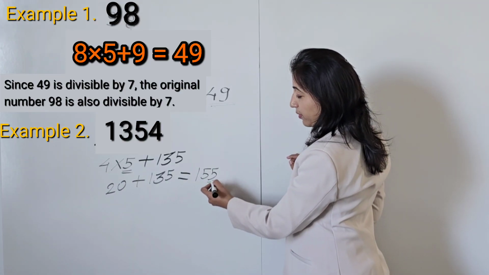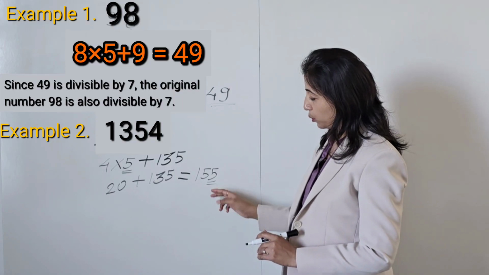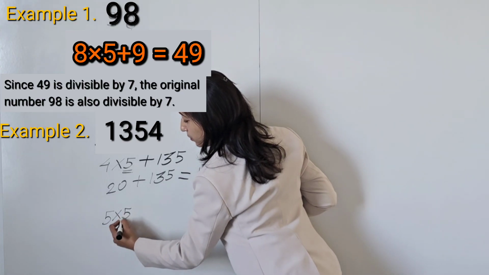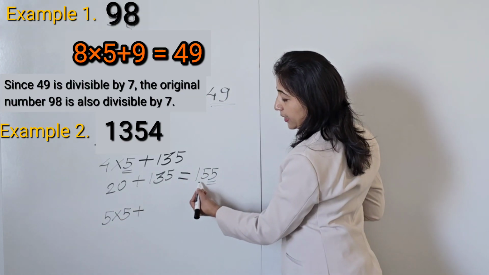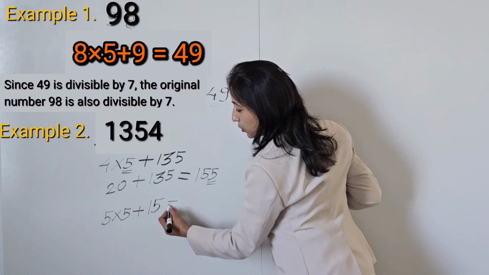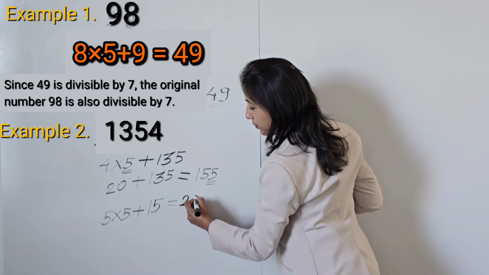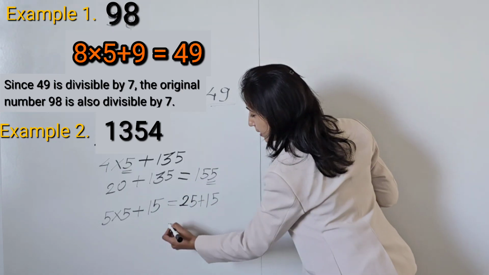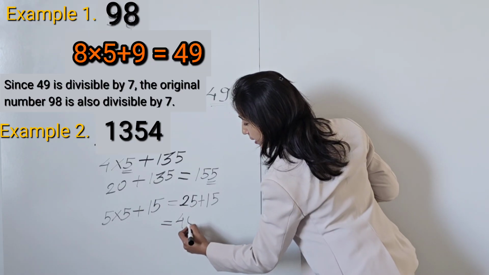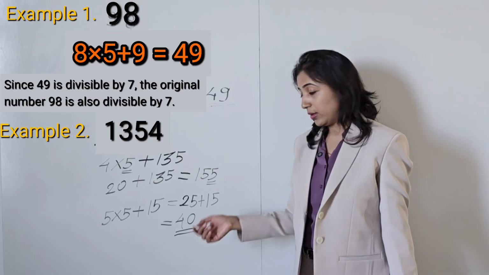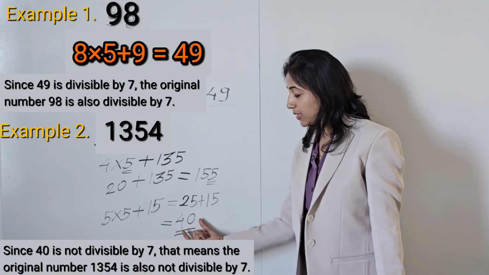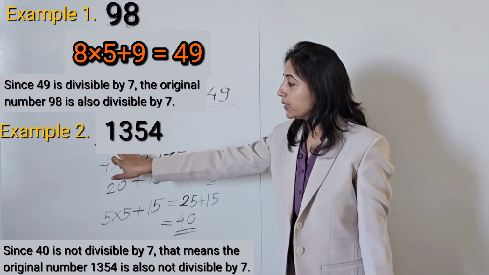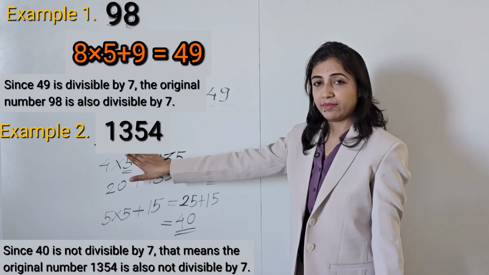Here this 155, again break that number into two parts. The last digit is 5, multiply that 5 by 5, and add the remaining number. The remaining number is 15. So 5 into 5 is 25, plus 15, the addition is 40. Is 40 divisible by 7? Of course not. So this number is not divisible by 7. Hence our original number 1354 is also not divisible by 7.